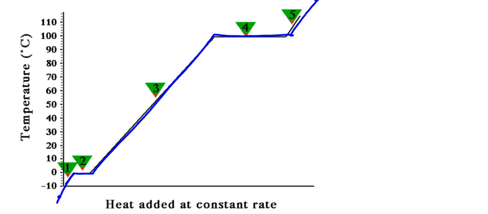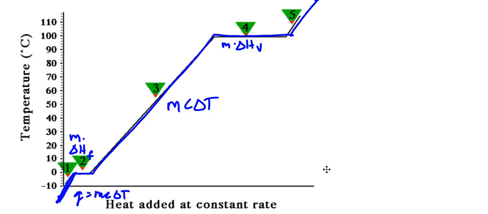Okay? So that means I'm going to have to use, if you notice, I have a diagonal line right here. So I'm going to use Q equals MC delta T. And then I have a phase change right here. I'm going to use delta H of fusion times the mass. And then here I'm going to have MC delta T again. And then over here at the phase change, I'm going to have delta H of vaporization times the mass. And then up here, again, I'm going to have a change in temperature.